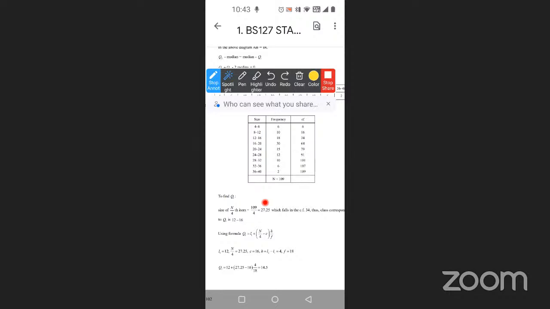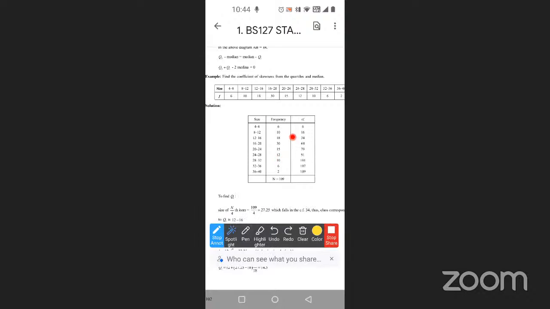So find the coefficient of skewness. Here is one example: 4 to 8, 8 to 12, 12 to 16, and so on, with corresponding frequencies 6, 10, 18, and so on. Now you can construct the cumulative frequency, which is needed when calculating the quartiles Q1, Q2, Q3. First frequency is 6. Next frequency is 10, and 10 plus 6 is equal to 16. Now 16 plus 18 is equal to 34, and so on.